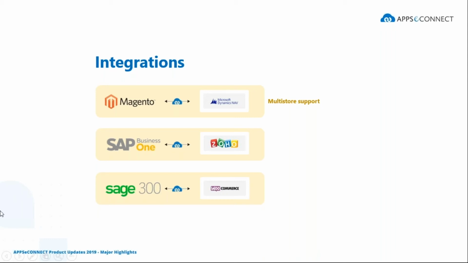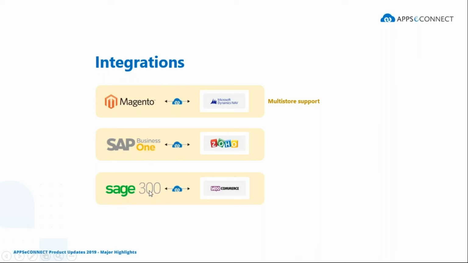One of the connectors which we have developed is Nav and Magento. Nav is an ERP and Magento is an e-commerce solution. It was already done previously, but we have enhanced it to support multiple stores. So you can connect your Nav account with multiple stores of Magento. We have created a connector from SAP B1 to Zoho Desk. SAP B1 is the ERP.